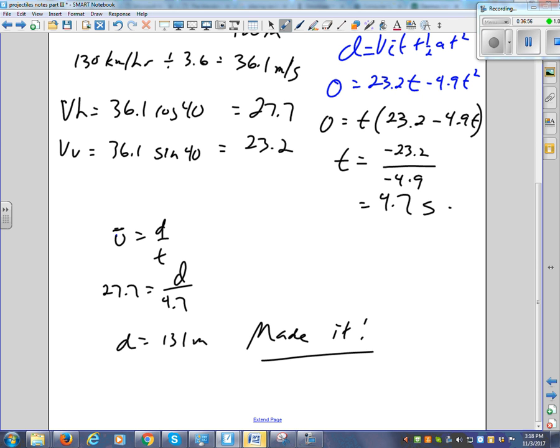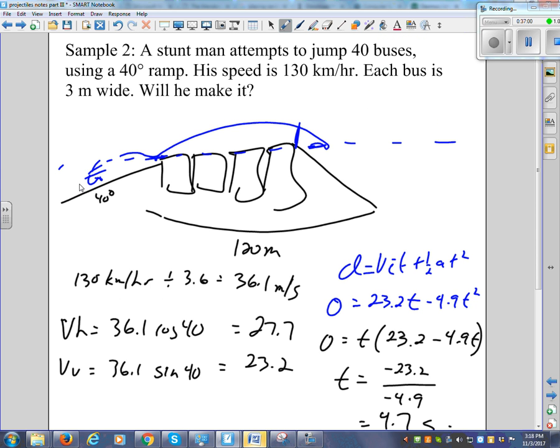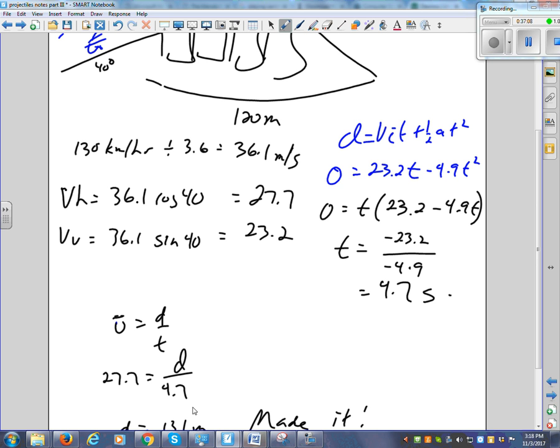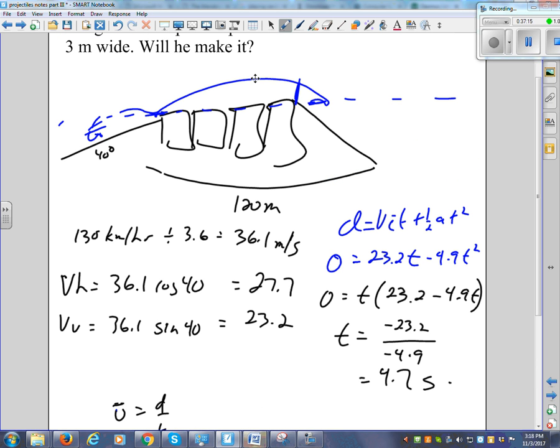Now, what would be the non-elegant way of doing this? You'd have to find the time to the top, multiply by 2. That would give you the 4.7, and then do the same step, right? So it's really not that hard. How would you find the time to the top? The VF would be 0. Your VI would be 23.2. So it'd be VF equals VI plus AT. Solve for T, multiply by 2.